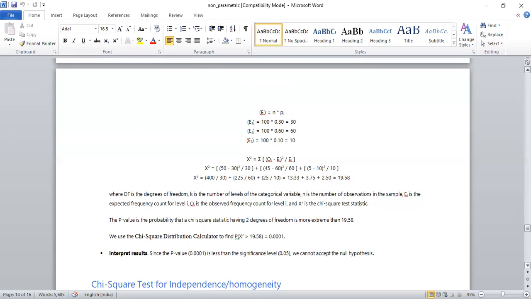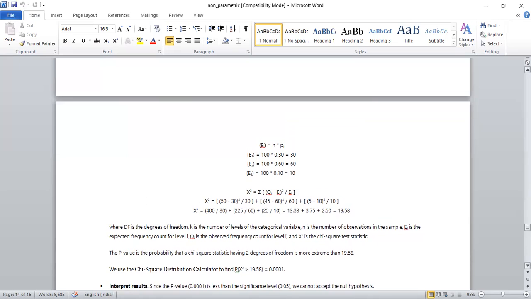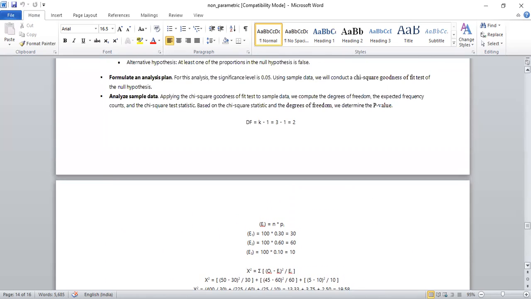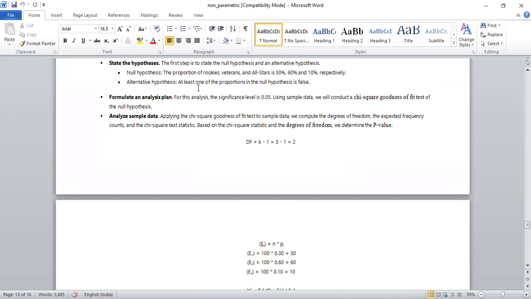So now we have to interpret the result. Since the p-value is less than the significance level 0.05, we cannot accept the null hypothesis. That means we reject the null hypothesis. Going back to the hypothesis part, we conclude that at least one of the proportions in the null hypothesis is false.